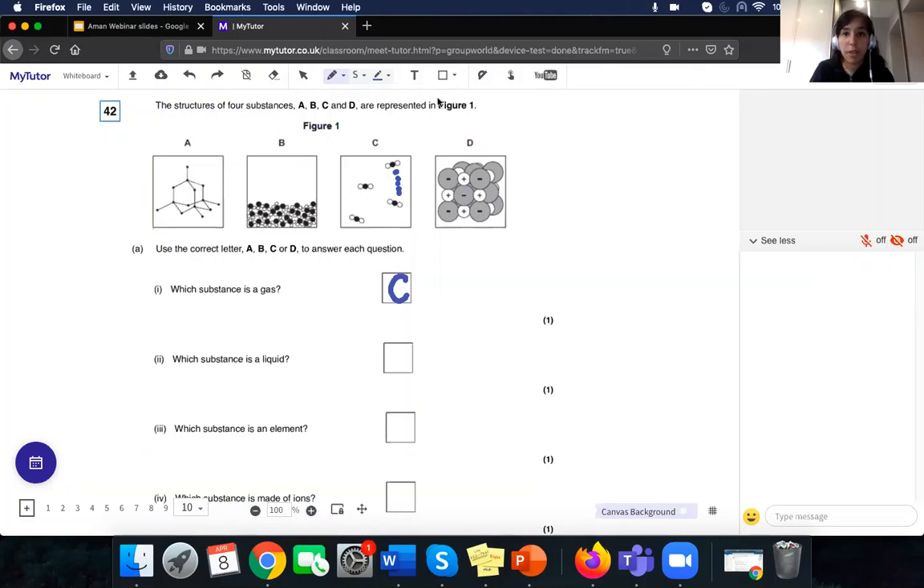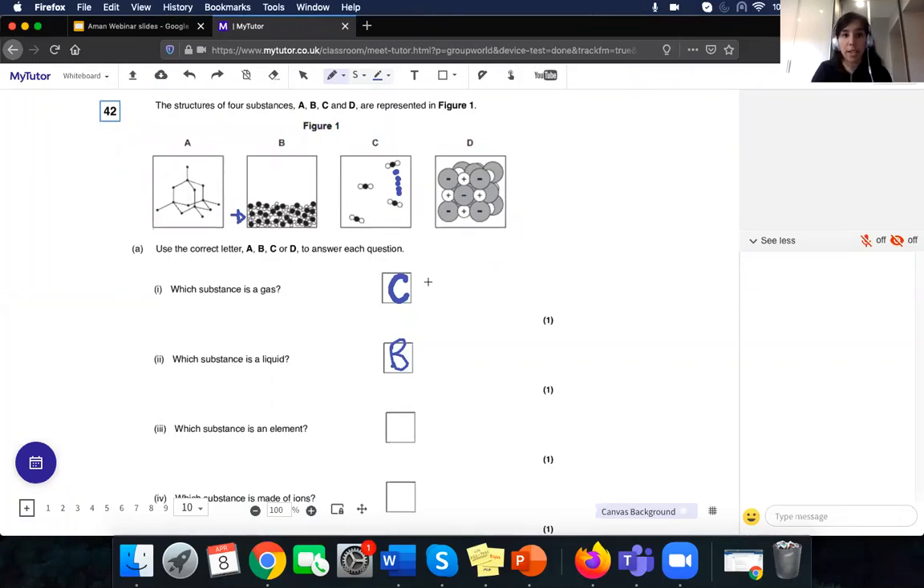Okay, lots of answers coming in again. Exactly correct. It is B. Very well done. The reason for that is we can see they're not quite in a regular structure and they are able to move over each other. So this is a liquid structure here. So remember, liquid particles can still move, but they're in a semi-regular structure. So yes, that is B. Which substance is an element?